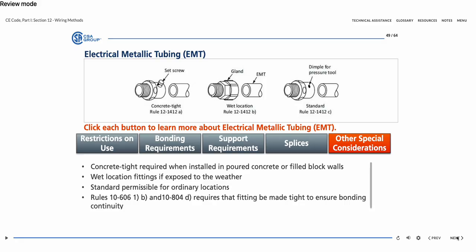According to Section 10, EMT may be used as a bonding path. However, it is important to ensure that the fittings are securely fastened to provide a reliable bonding path. Many engineers and contractors opt to install a separate bonding conductor to ensure that a small error on the part of a field installer doesn't result in a compromised bonding path.